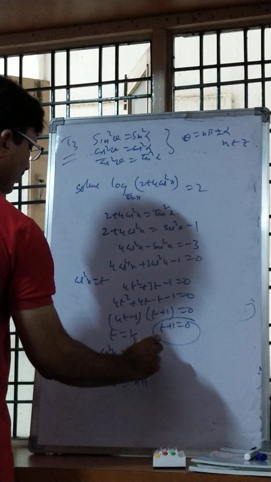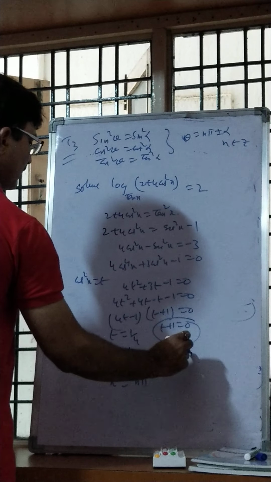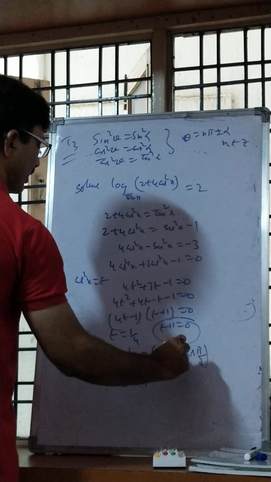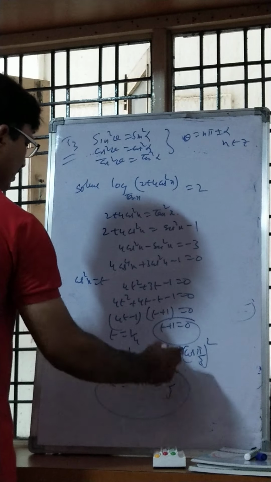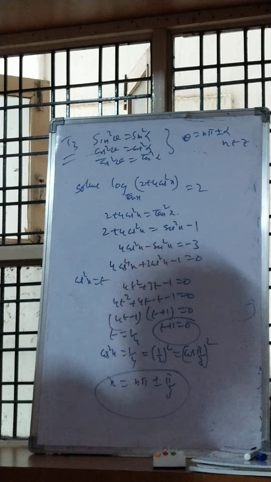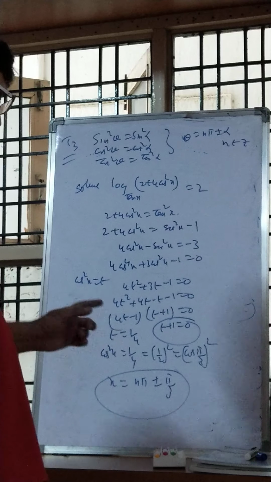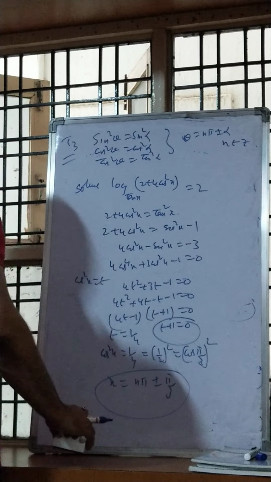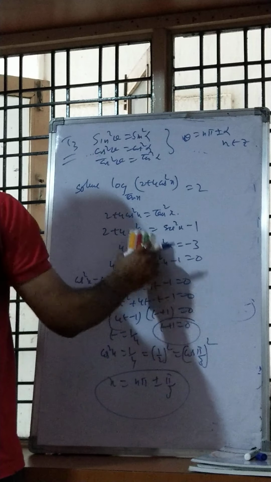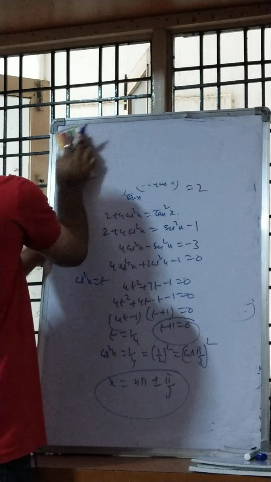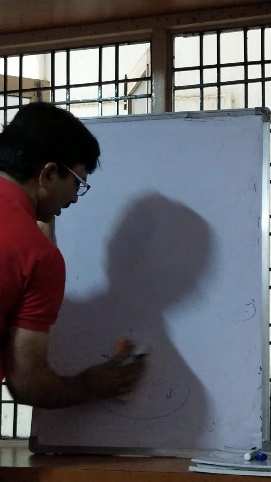So t means cos square x is equal to 1 by 4. You know very well that I can write 1 by 2 whole square, which is cos pi by 3 whole square. So x is equal to n pi plus or minus pi by 3. This is the way, and that's why I said that like this we can solve. Now this was the third one. I did one problem in it, enough I think, and type 3 is over.